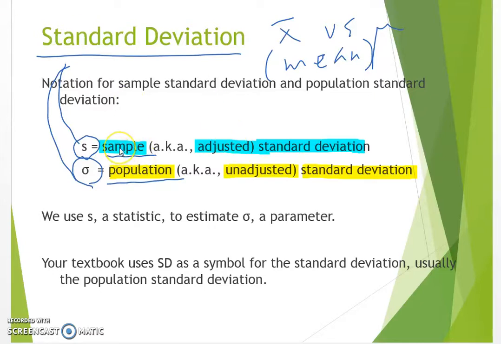A lot of times we use sample standard deviations to estimate a population standard deviation when a population standard deviation is not given. Your textbook uses SD for standard deviation, usually for population standard deviation.